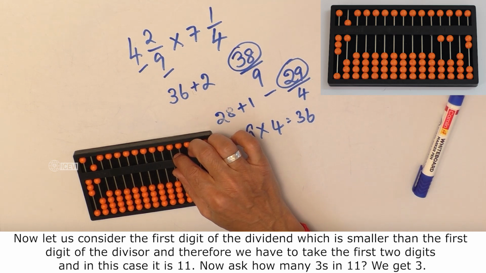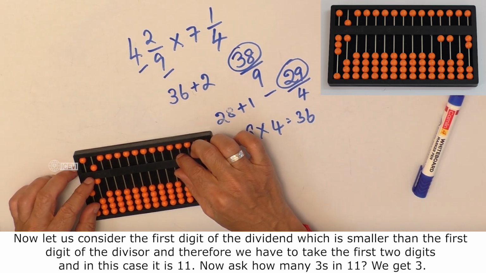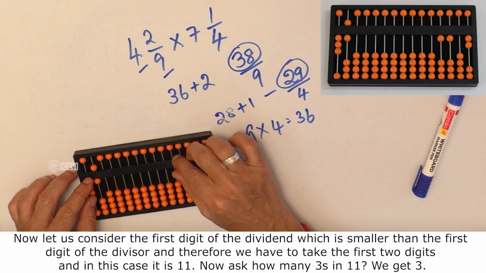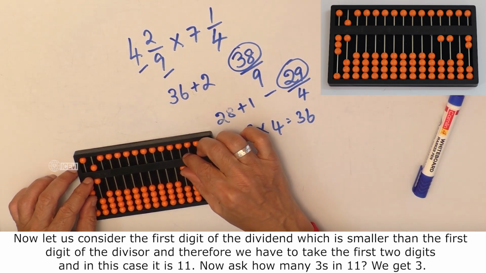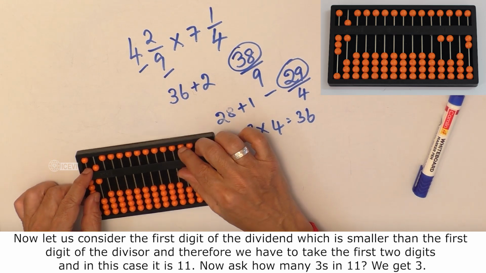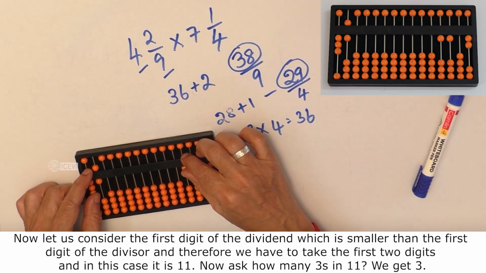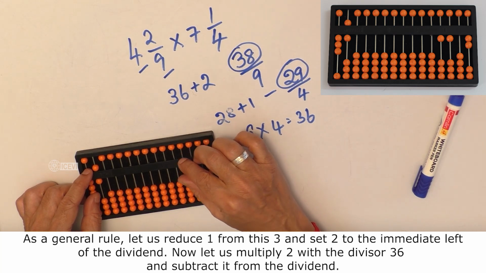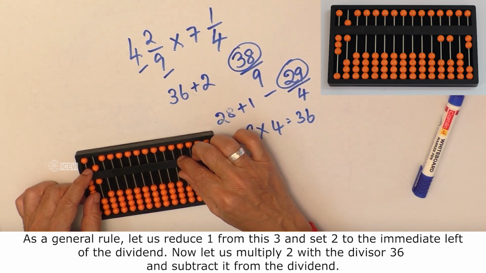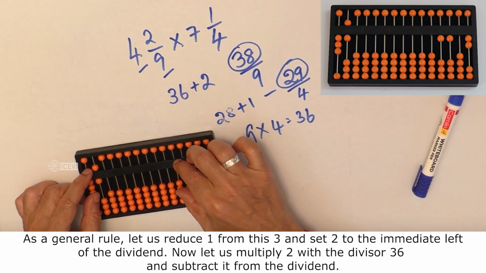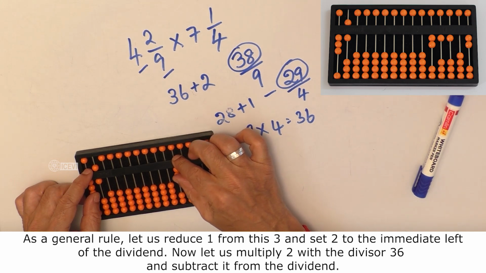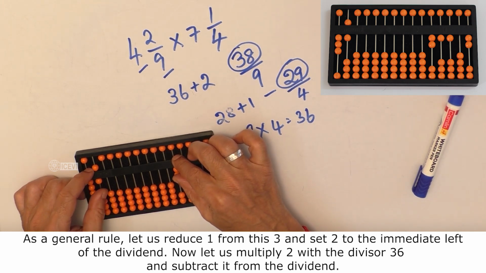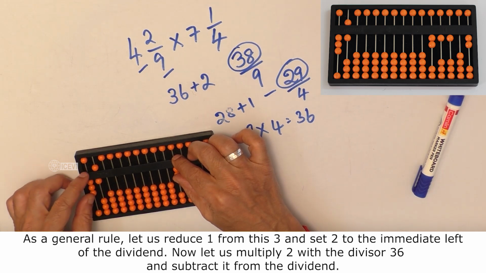Now let us consider the first digit of the dividend, which is smaller than the first digit of the divisor, and therefore we have to take the first 2 digits, and in this case it is 11. Now ask how many 3s in 11? We get 3. As a general rule, let us reduce 1 from this and set 2 to the immediate left of the dividend. Now let us multiply 2 with the divisor 36 and subtract it from the dividend.